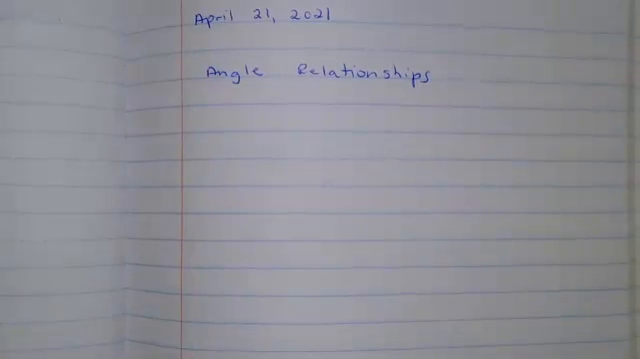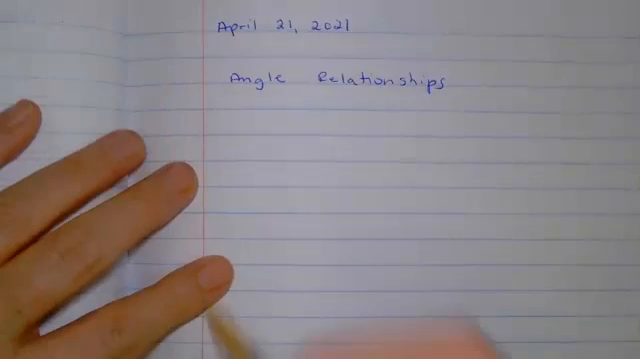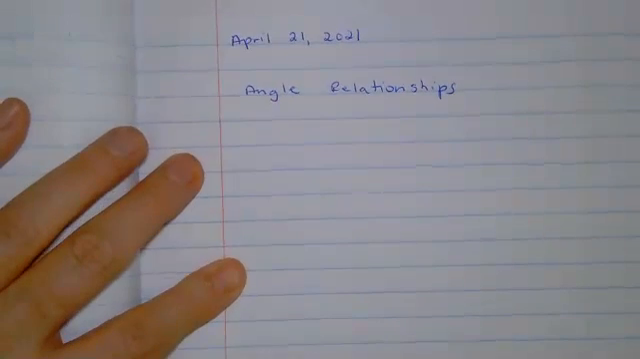We're going to start in our composition books. We're going to spend today and tomorrow on angle relationships. This is a revisit because we've already talked about this, so it should be fairly simple. We're going to put some vocab in here.